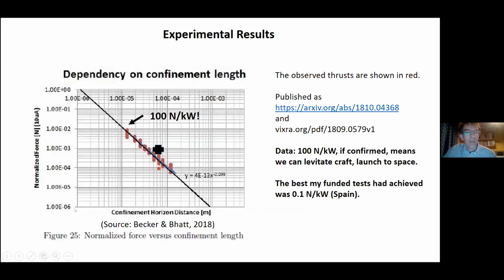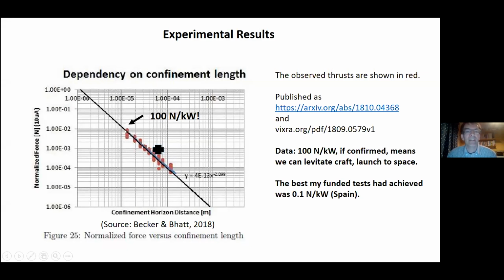This is taken from their paper. On the x-axis is the separation between the capacitor plates. You can see it goes from about 1 millimeter here down to about 1 micron on the left. And up the y-axis, it shows the normalized force. You can see that the force they got, shown by the red dots here, increased as the separation reduced. And because the y-axis is logarithmic, this is actually an exponential increase of the force with the closeness of the plates.